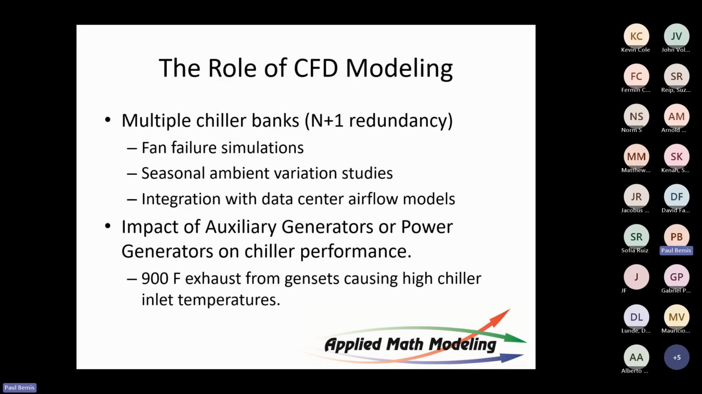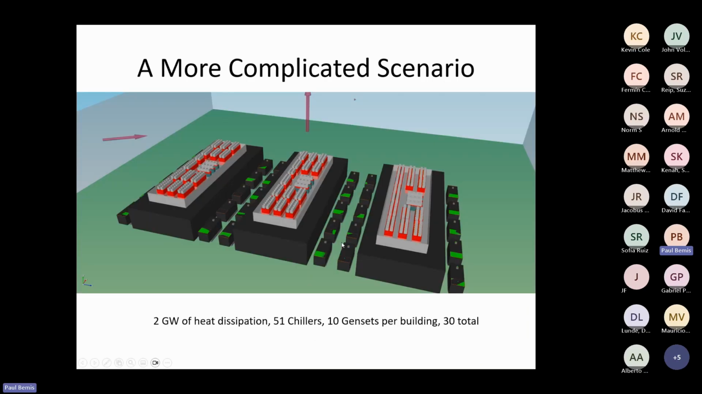And this all relates to the fact that real estate is expensive. So you want to try to keep the size of the data center in terms of real estate, the area onto which it is developed, as tight as you possibly can. And so what I see designers doing a lot is stuffing this equipment very close together for economic reasons. I get why. However, you can run into some issues with the exhausts entraining and ruining the environment. So here's one. We've got 51 chillers and 10 gensets per building. This is a fairly small one, 2 gigawatts of heat dissipation here.